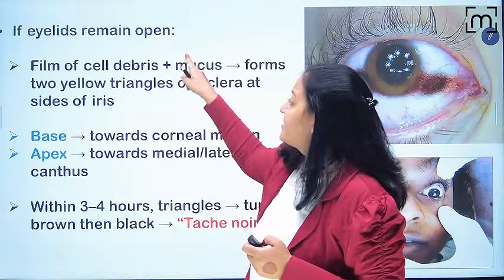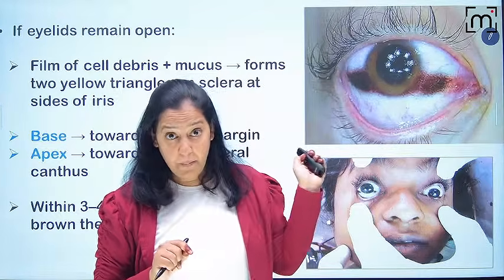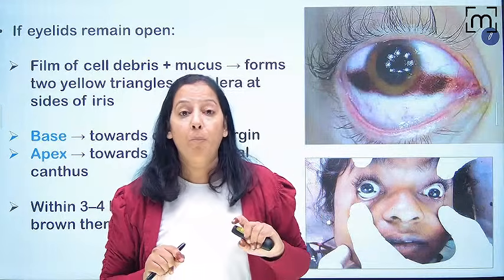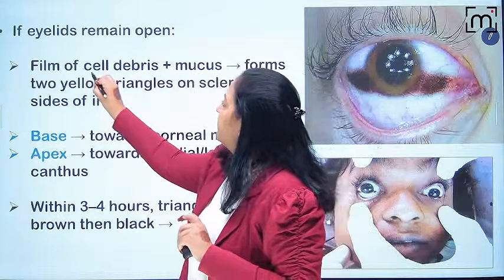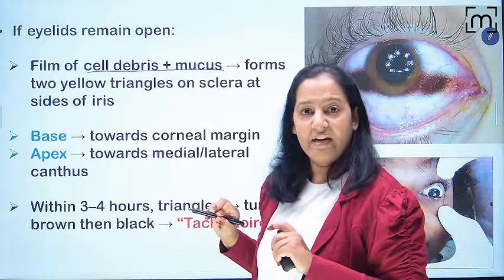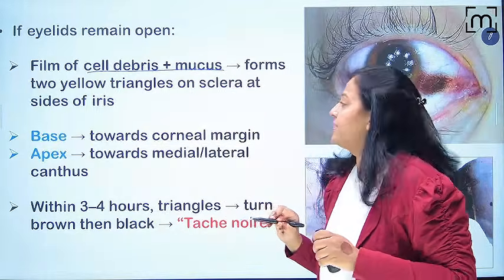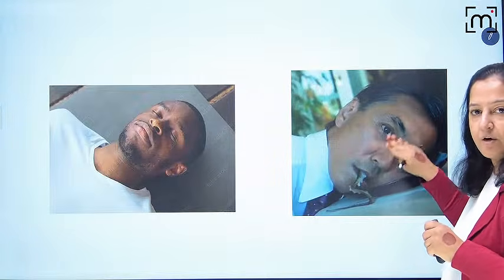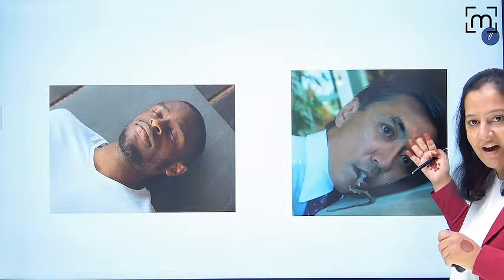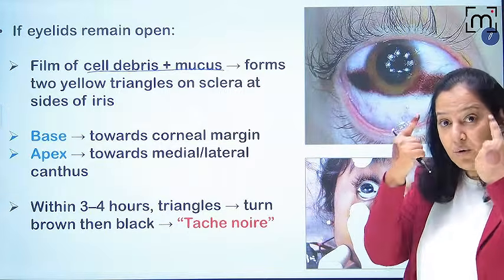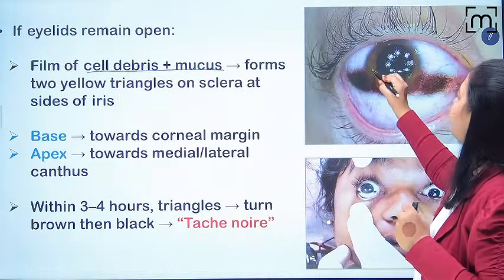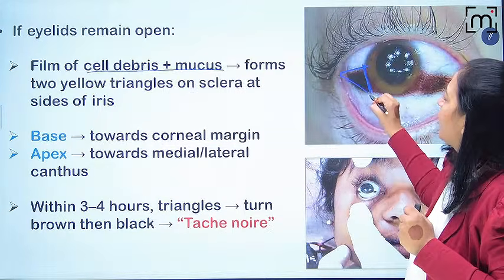If the eyelids remain open after death, now a very important sign. If the eyelids are open after death, a film of cell debris and mucus gets collected and forms a triangle. Suppose the person is dead like this and the eyelids are not closed, they remain open for many hours. The cellular debris and the mucus will form a triangular figure. Initially, these triangles are yellow in color.